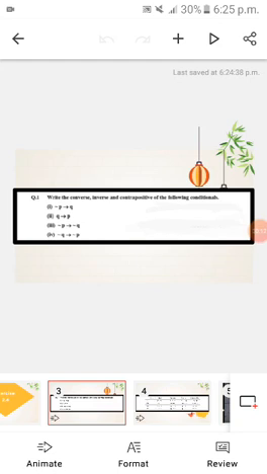Question number 1 of this exercise: write the converse, inverse and contrapositive of the following conditions. Firstly, we learn how to speak these notations. Here are 4 parts given.